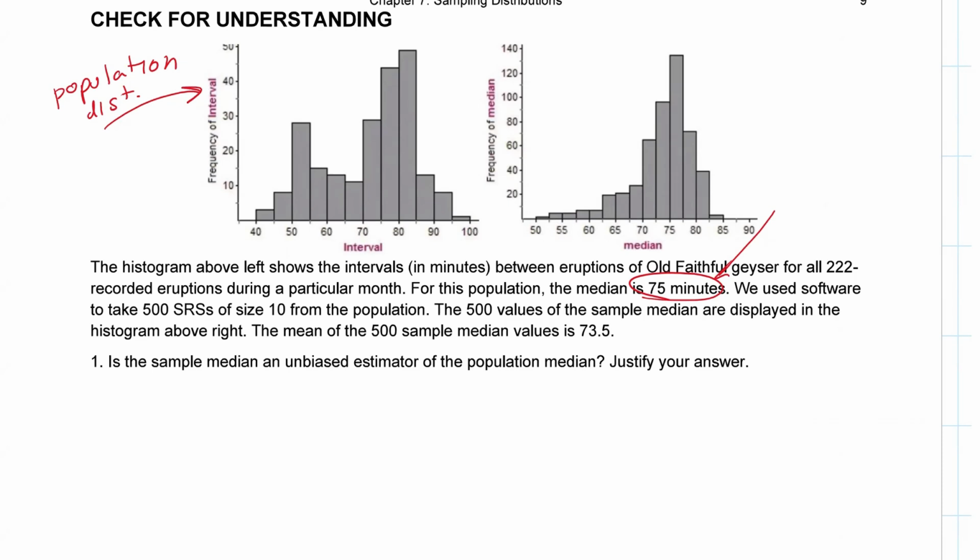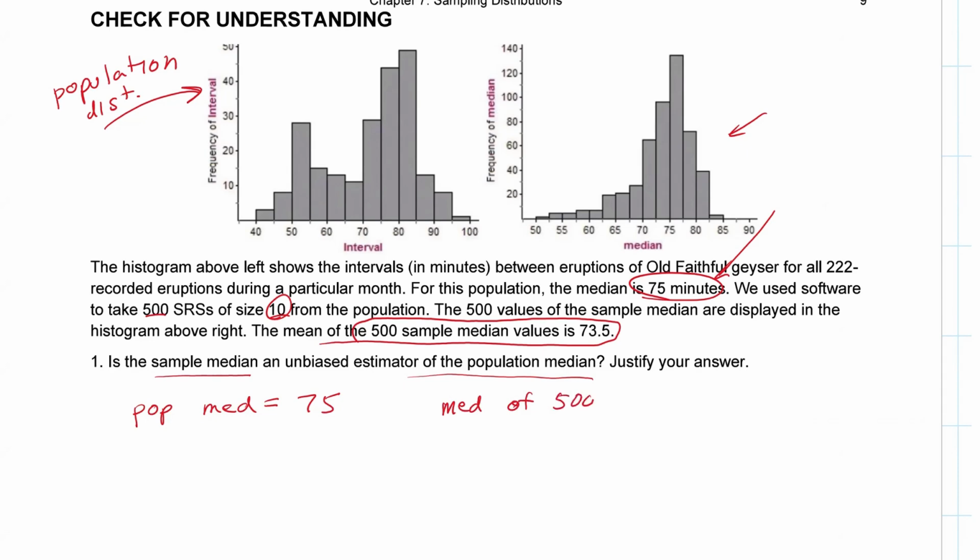Now, we use software to take 500 simple random samples of size 10 from that population and then calculate the median of each of those samples. We took those medians and made a graph out of them, and they are there. Okay, is the sample median an unbiased estimator of the population median? Well, the population median, as described, was 75. The mean of the 500 sample medians was 73.5. Are those the same number? No. Are they close to the same number? Not really.